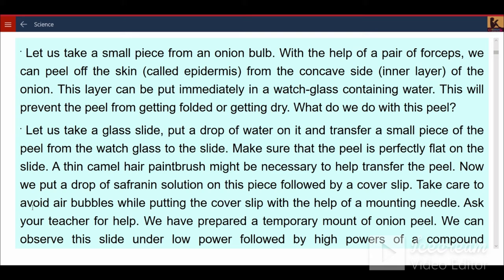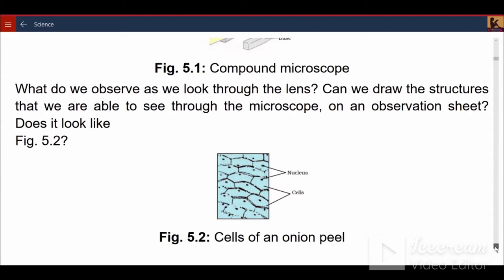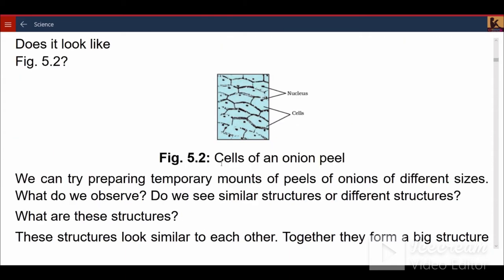Take care to avoid air bubbles while putting the cover slip with the help of a mounting needle. Ask your teacher for help. We will observe something like this in the microscope. You can see boxes, and in those boxes you can see dots. These dots are actually the nucleus of the cell, and the boxes are actually cells.